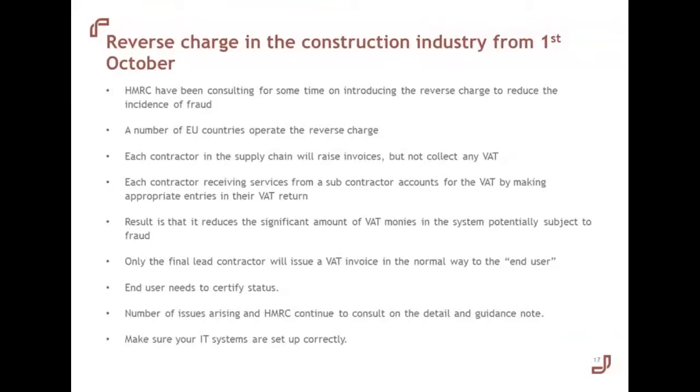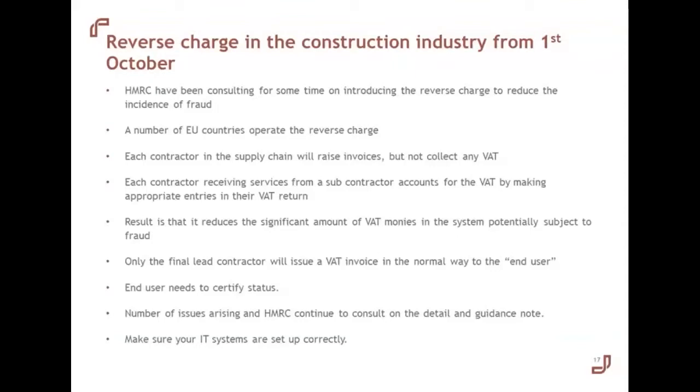It's in line with the steps taken by a number of other EU countries, and is there in order to cut down on the considerable amount of fraud which exists within the construction industry. So typically where you have a large building site, you will have a lead contractor, but there will be any number of subcontractors, some of them very small. And the incidence of fraud, with contractors charging VAT and not paying it over, or phantom companies being hijacked by criminal gangs, etc., is quite high. And this is something that HMRC have decided they need to crack down on.